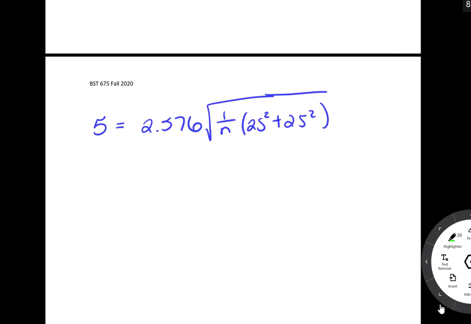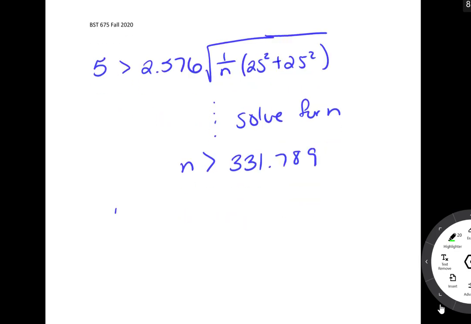So plugging that in, we have that 5 is equal to 2.576 times the square root of 1 over n times 25 squared plus 25 squared. Now, just like before, you want to solve for n. Doing so will give that n is equal to, and really we could put the inequality here instead of the equal sign, we would get 331.789. So in this case, we're going to use n1 is equal to n2, which has to be at least 332.